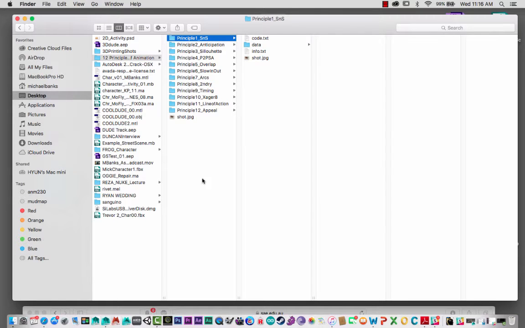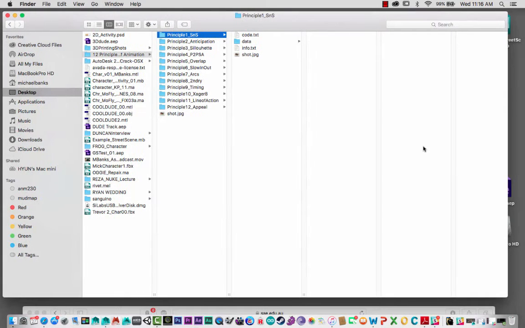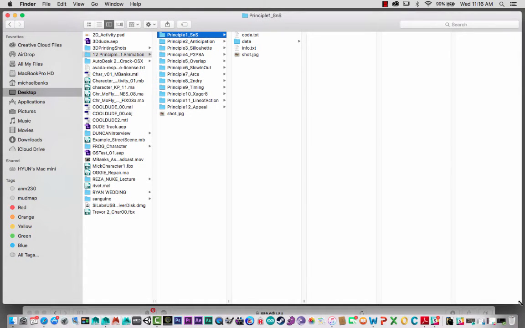Okay, here we are, our 12 principles. Now I'm going to keep this fairly short and sweet because there are 12 principles and they take a bit of time simply to get through them. So let's start out with the most basic principle that we learn, and that's squash and stretch.